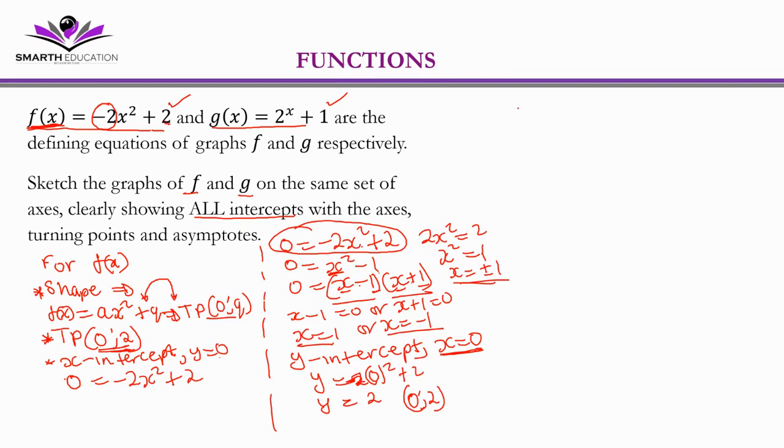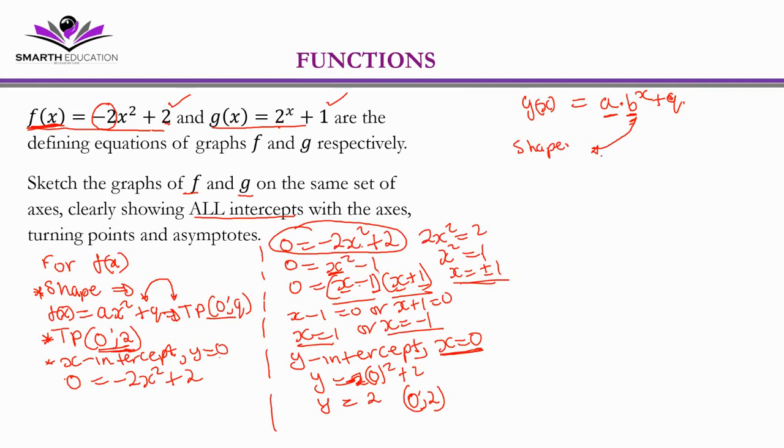Let's do the calculations for g of x. G of x, what will be the shape of this function? If you have a function in the form a times b to the power x plus q, if a is positive and b is greater than 1, the graph will be increasing. So this will be the shape of the graph.